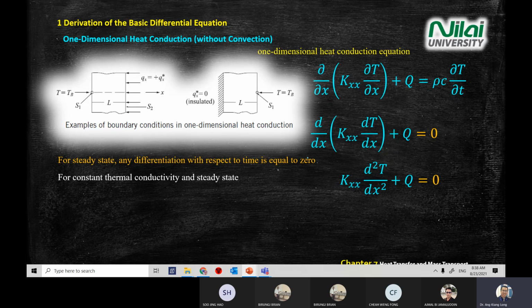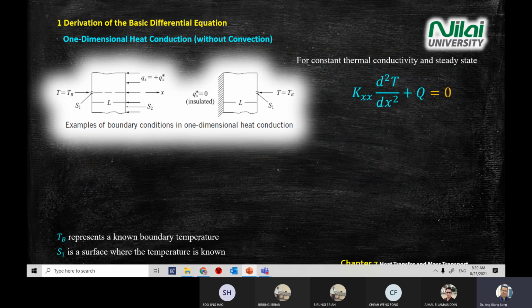Another case where you can take out the d over dx is when you have a constant thermal conductivity and steady state, then you can take out this dx in the mathematical equation. This one is only steady state. However, the third equation is steady state plus constant thermal conductivity, then you can take out this d over dx in the equation. Now we focus on constant thermal conductivity and the steady state equation, which is this one.